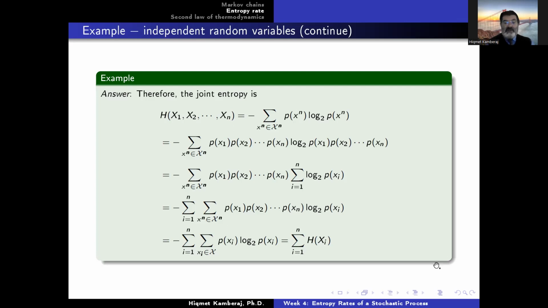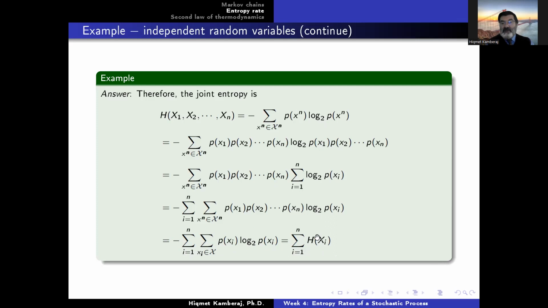I'm not going to explain the lines from 1 to 4 because they are similar, but we can stop at the last line: minus the sum of i from 1 to n, sum over all xi from chi, of P of xi log with base 2 of P of xi. Now, the second sum with the minus in front gives me the entropy H of Xi random variable. Then I obtain the sum of i from 1 to n of H of Xi.